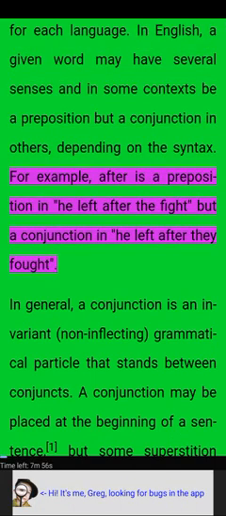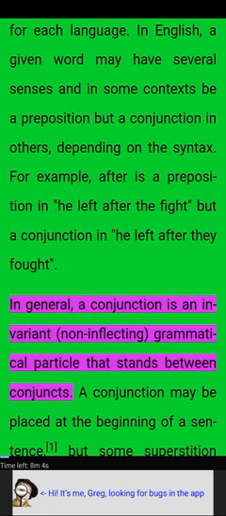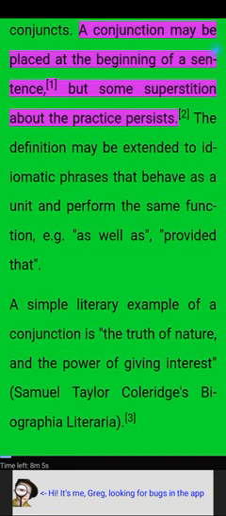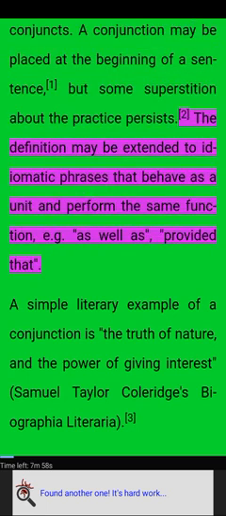For example, after is a preposition in, he left after the fight, but a conjunction in, he left after they fought. In general, a conjunction is an invariant, non-inflecting, grammatical particle that stands between conjuncts. A conjunction may be placed at the beginning of a sentence. 1. But some superstition about the practice persists. 2. The definition may be extended to idiomatic phrases that behave as a unit and perform the same function, e.g., as well as, provided that.